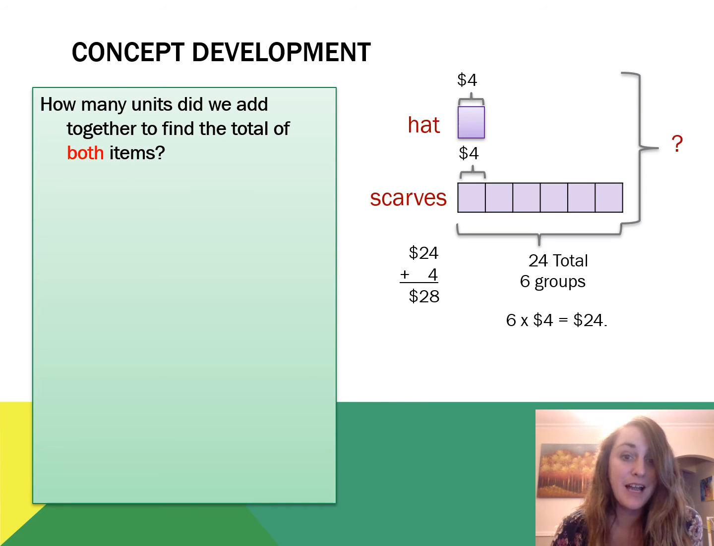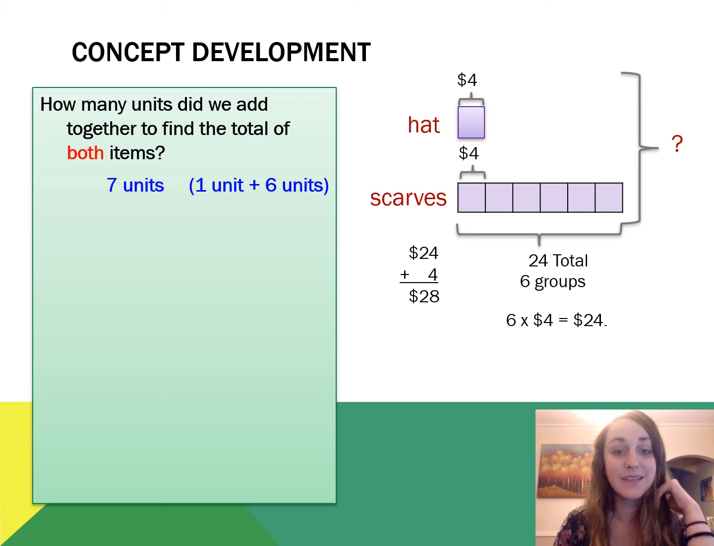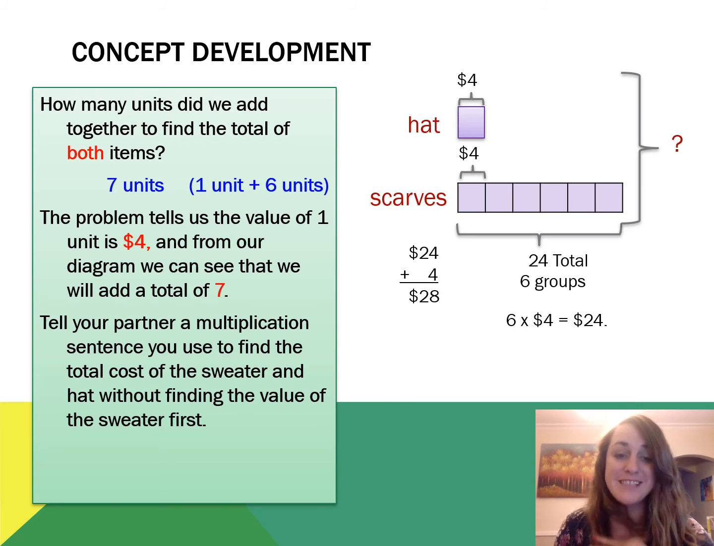$28. How many units did we add together to find the total of both items? We did 7 units. 6 units were scarves and 1 unit was a hat. The problem tells us the value of 1 unit is $4. And from our tape diagram, we can see that we will add a total of 7.